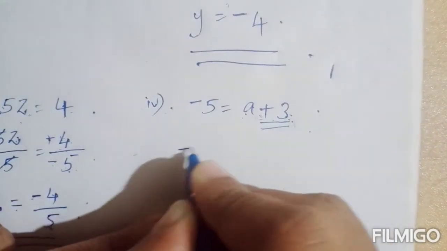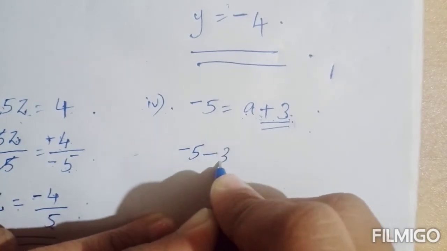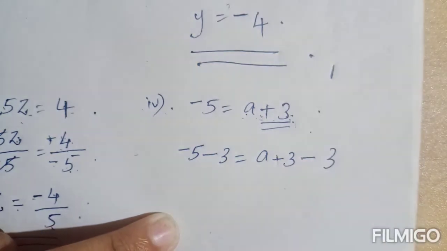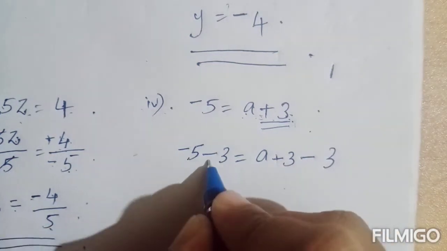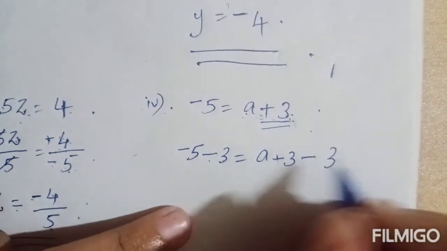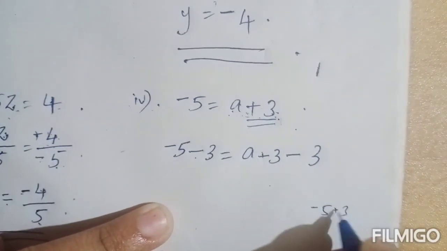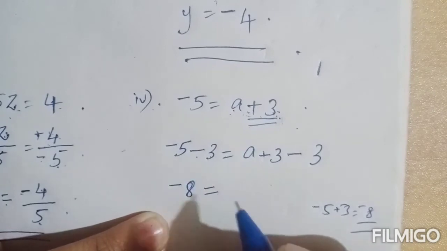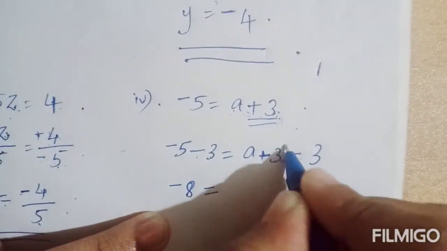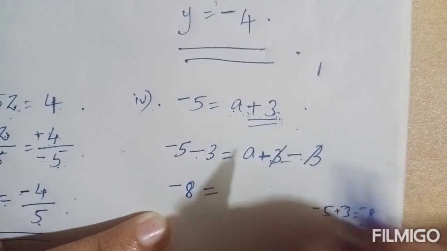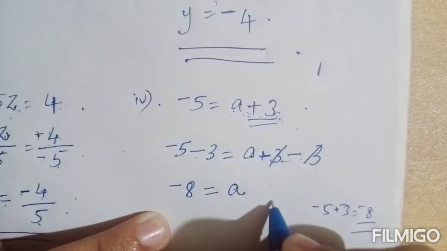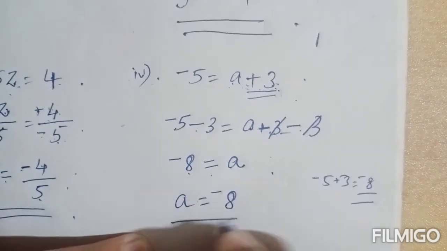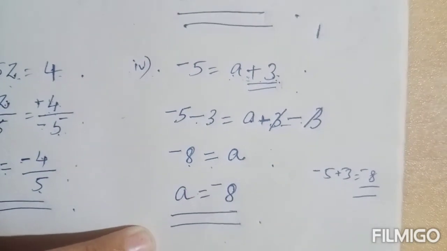So minus 5 minus 3 equal to a plus 3 minus 3. Now minus 5 minus 3, it is minus 8. So minus 8 equal to a plus 3 minus 3, it is 0. So you can cut that. So remaining a only you will get. Minus 8 equal to a, or you can write a equal to minus 8. So this will be the answer.